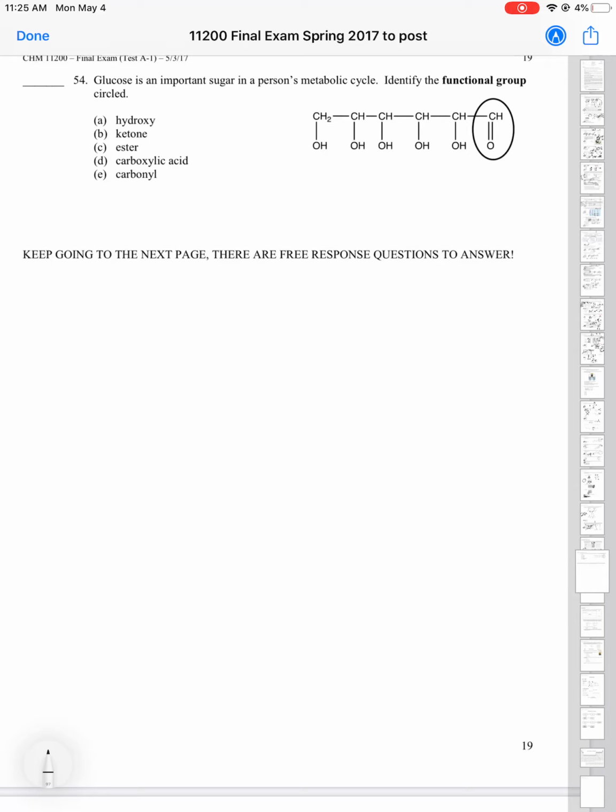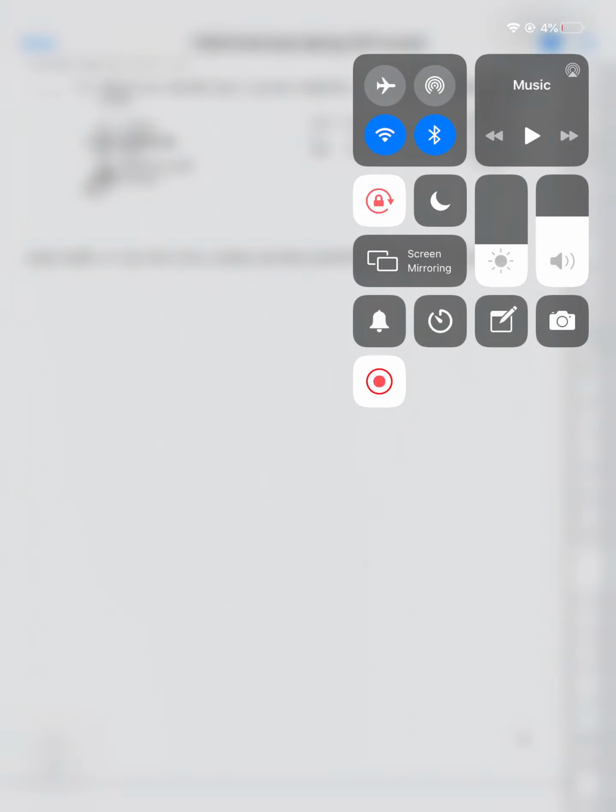Identify the functional group. So you have a double bonded O to the C at the end of the molecule. That is going to be a carbonyl group, because it's not a ketone, it's an aldehyde, so we'll go less specific there. And I'm going to go on to the free response in the next video.